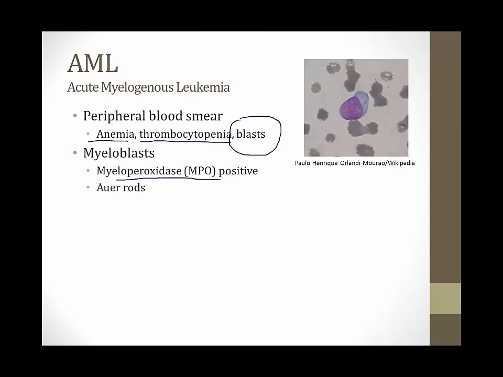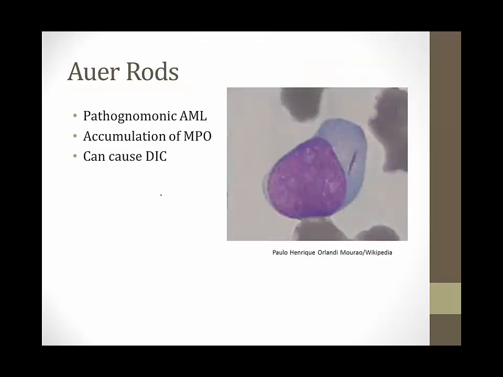And then finally, another finding that's a hallmark of acute myelogenous leukemia is the presence of Auer rods in the blast cells. I've zoomed in on a myeloblast. You can see that there is this straight purple line in the cytoplasm of the blast cell. That's called an Auer rod. It's a pathognomonic finding for AML.